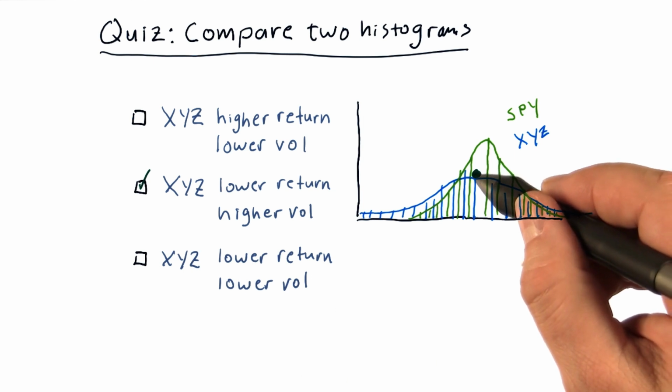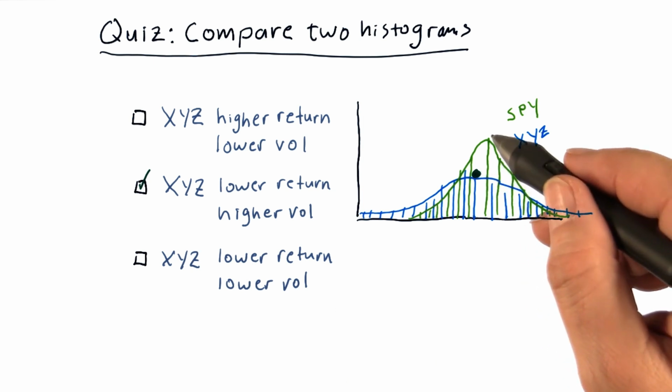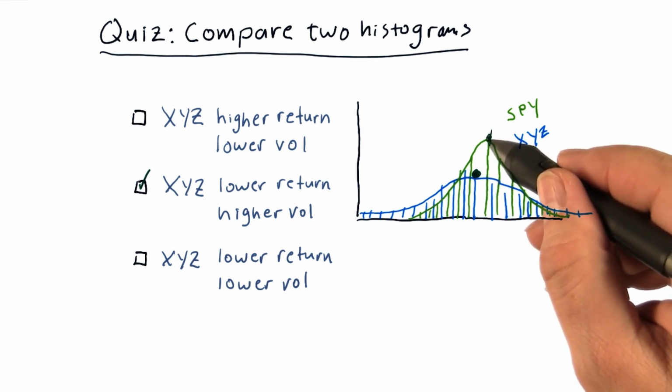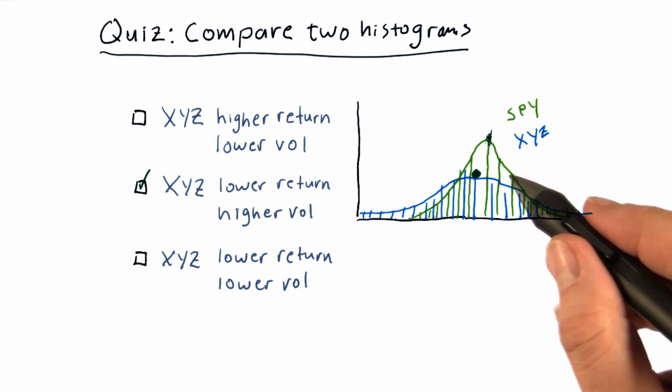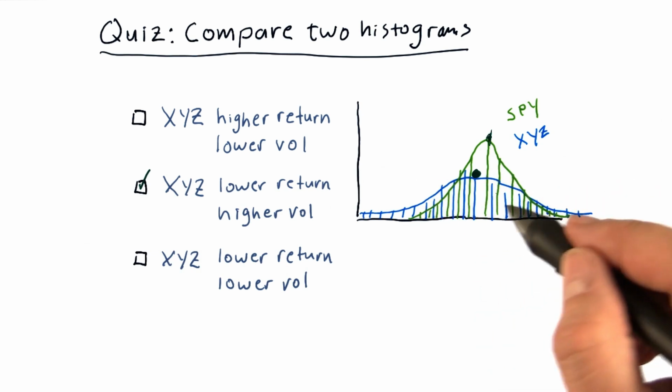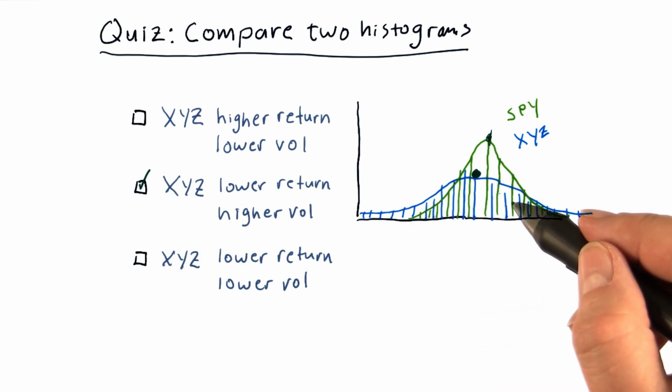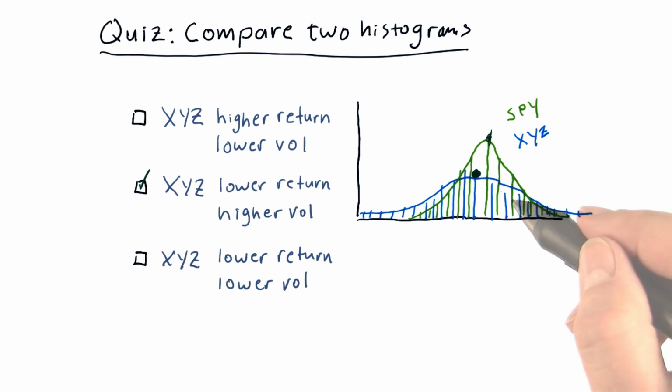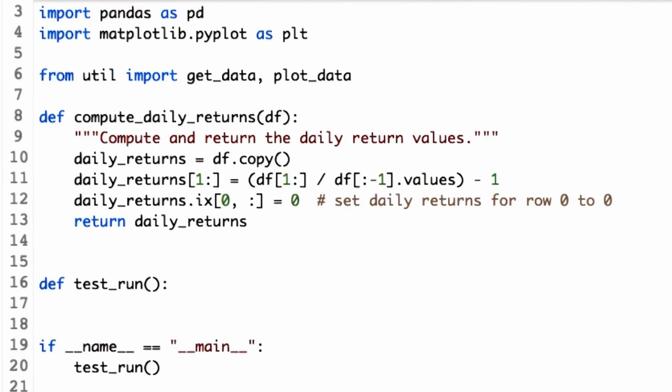You can tell that if you look here at the mean of XYZ, you can see it's lower than the mean of SPY. You can see the shoulders are broad on XYZ, meaning it's got a larger standard deviation and therefore higher volatility. Dave will show you now how to plot histograms like this right next to one another in Python. I'm back again, this time with a really small segment.